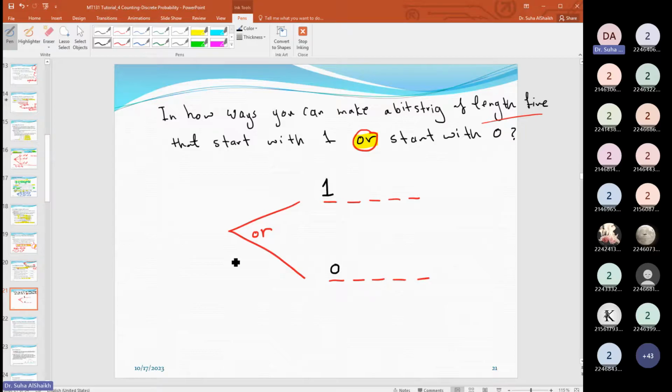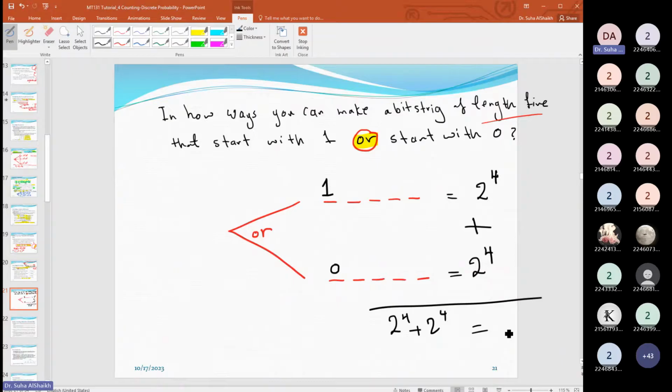Do I have a case where it starts with 1 and 0? Is there a third case here, when both happen at the same time? No. So I'm going to stay with the addition, because I have no case where both of them happen at the same time. So I remain with 4 places here. So this equals 2 to the power 4, and this also equals 2 to the power 4. Because here I have an OR, so I'm going to add. So this is 2 power 4 plus 2 power 4, and you find the answer. Get it?